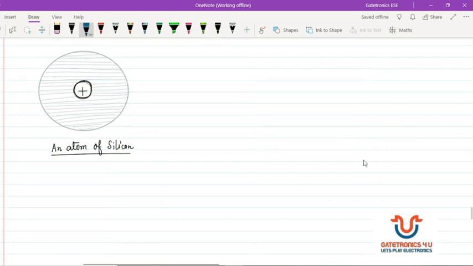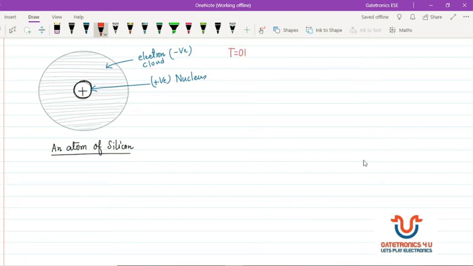So we can say this is the positive nucleus of the atom, and the shaded region is the electron cloud, which will be negatively charged. So let's first take T equals to 0 K.